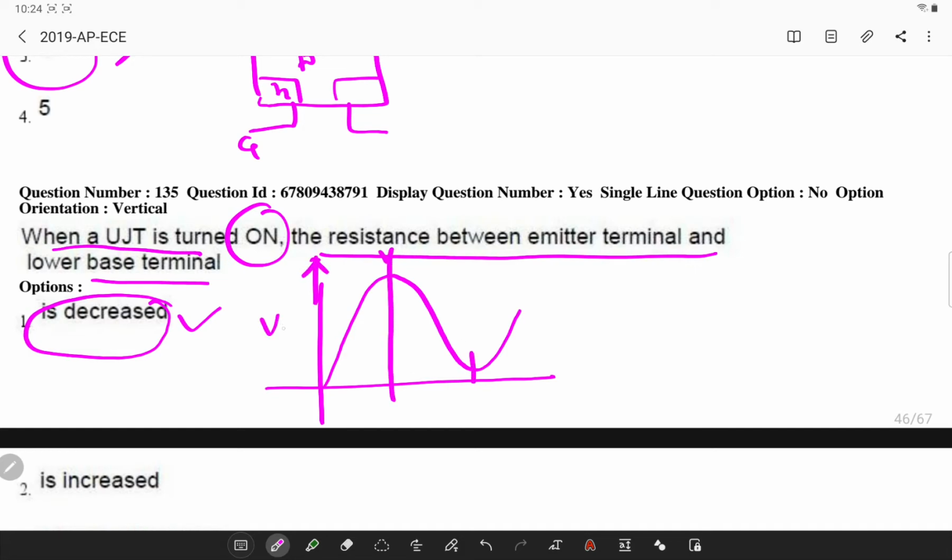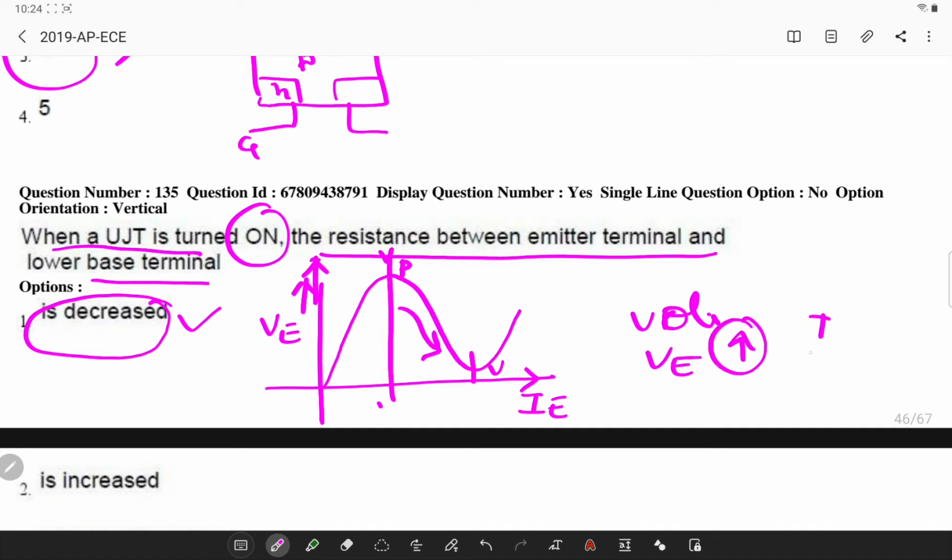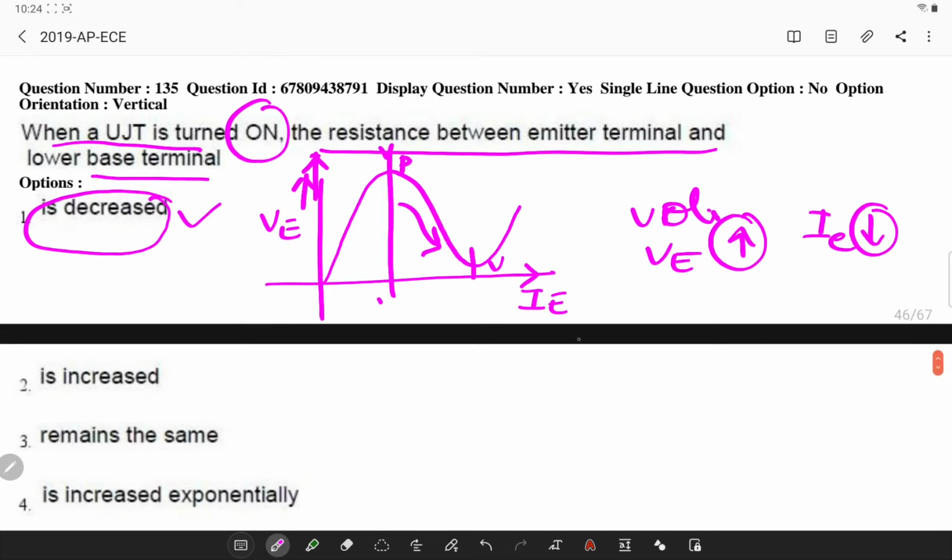So if you see the emitter current and the emitter voltage, between the peak voltage and valley voltage, the emitter voltage is increasing, then the current will be decreasing, which means both are not linearly proportional. Now this is the region of negative resistance, a very important concept, which is in here.